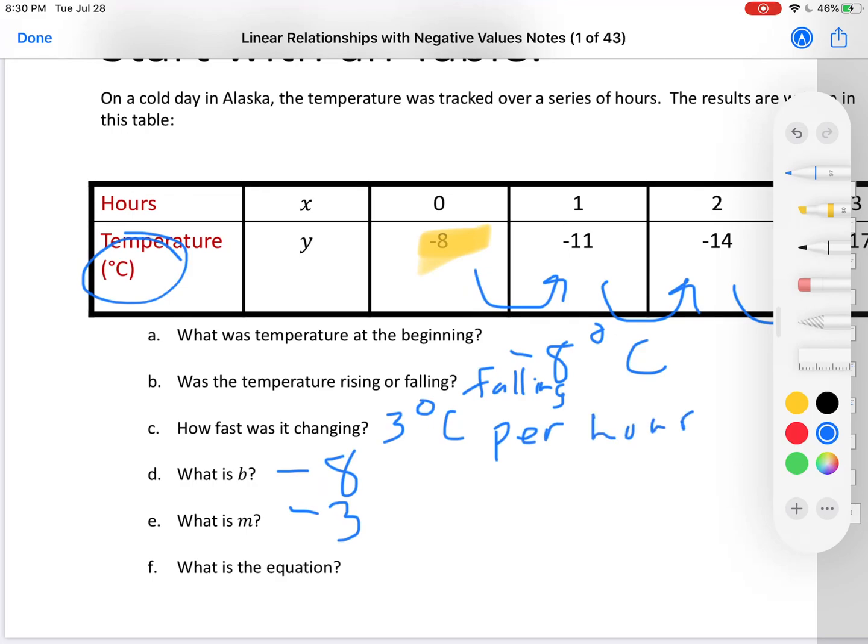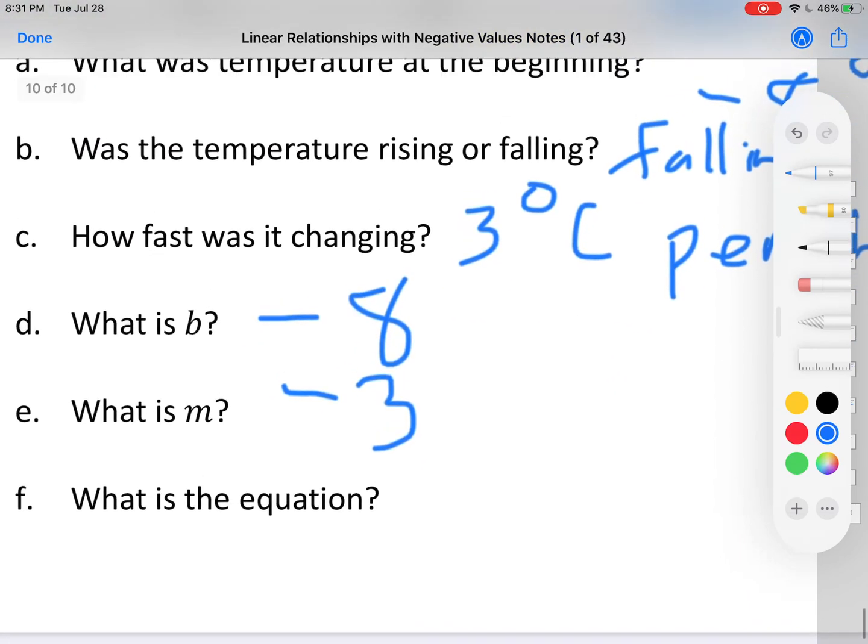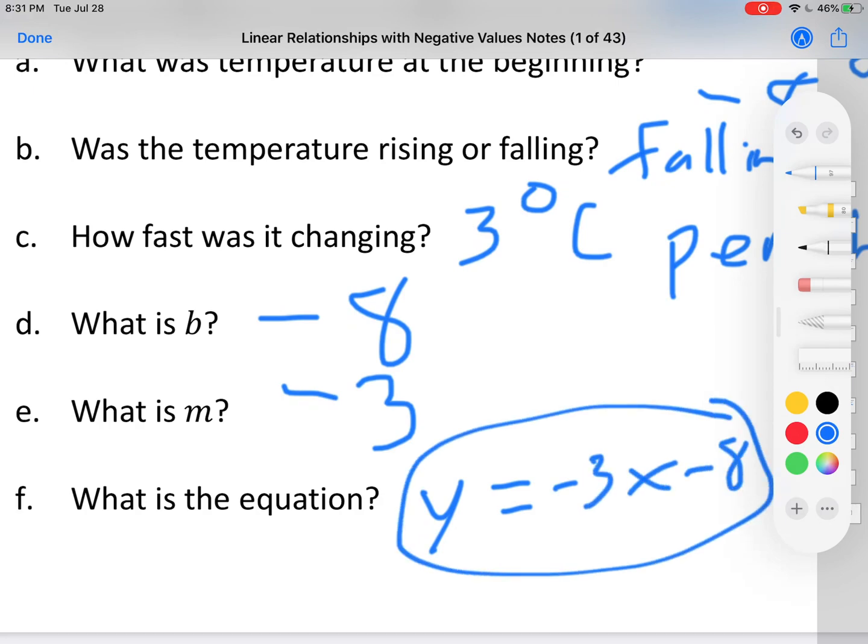And notice I don't say it's changing by negative 3 degrees Celsius per hour because I already said it was falling, and that takes care of the negative sign. But we do need it for M and B because they're just values. They don't have words to help them. So the equation, y equals negative 3x minus 8. Because it's negative 3 for M and minus 8 for B.